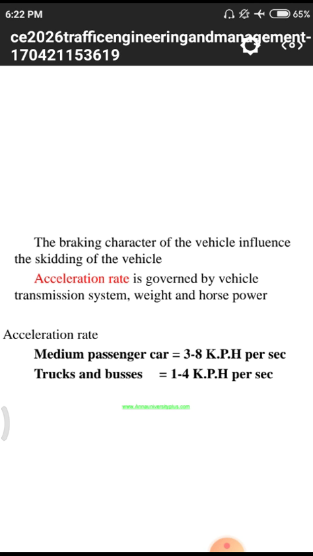Acceleration rate is governed by the vehicle transmission system, weight and horsepower. That means here they mentioned two particular terms, weight and horsepower. Whenever we apply a brake at a point, our vehicle will not stop immediately; after a few seconds, 2 to 5 seconds, it will stop due to the weight of the vehicle and the horsepower of the system. Horsepower also changes, 60 horsepower, 100 horsepower, 150 horsepower, depending upon the vehicle.